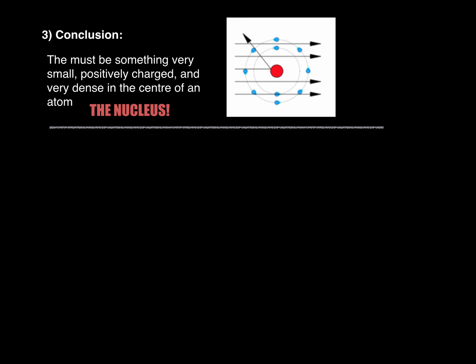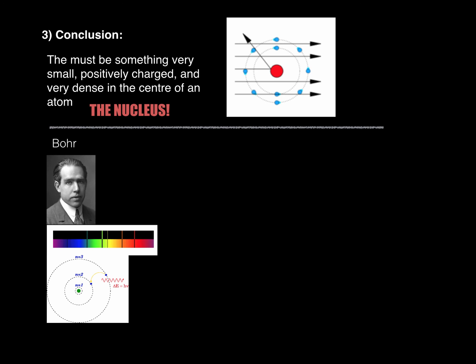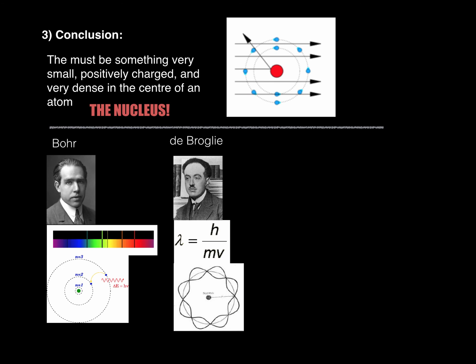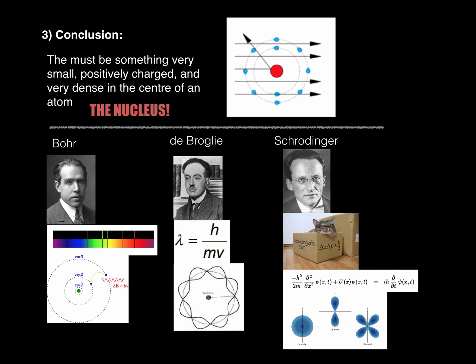After this, the models of the atom came quite quickly. Bohr studied emission and absorption spectra and came up with the energy level model of the atom. De Broglie discovered the wavelength of an electron and came up with the electron waves model of the atom. Schrödinger thought about some cats, did a lot of math, and came up with the probability cloud model of the atom, which is used today.